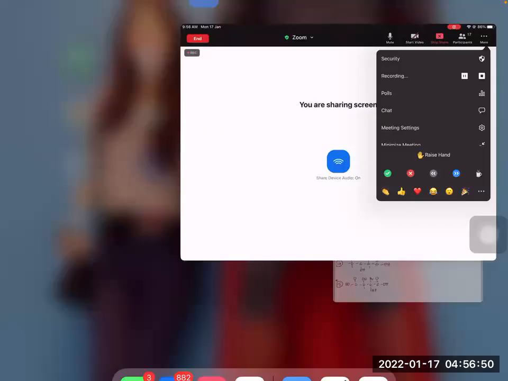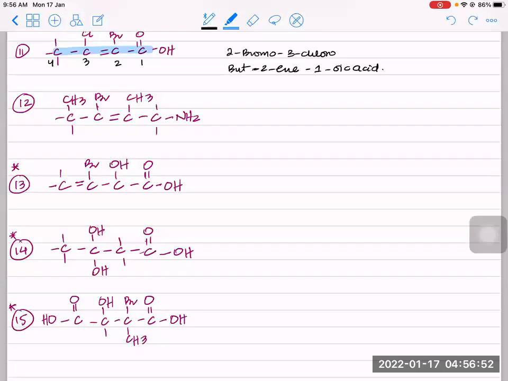So number 12. Now you have a main chain of 1, 2, 3, 4, 5 carbons. This is amine. That is the most important functional group. Therefore, this carbon gets the least number 1, 2, 3, 4, and 5. On carbon number 3, we have a bromo. So 3 bromo. Then you have 2 methyl. The rule is you always name the halogen first. 3 bromo, 2 methyl. Now this will be pent because main chain has 5 carbons.